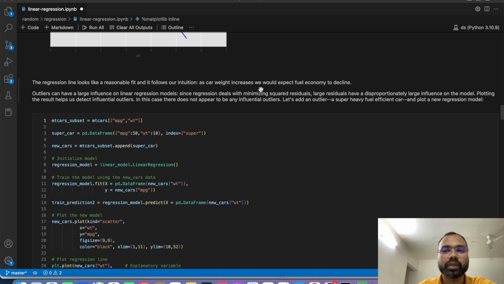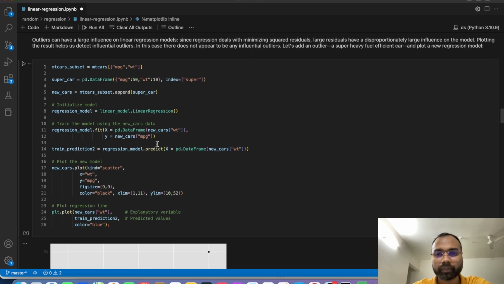As car weight increases, we would expect fuel economy to decline, right? Outliers can have a large influence, so we'll see how outliers can impact our data. We have talked about this earlier also, that one outlier can impact our data and thus the prediction or the model. Since regression deals with minimizing the squared residual, large residuals have a disproportionately large influence on the model.